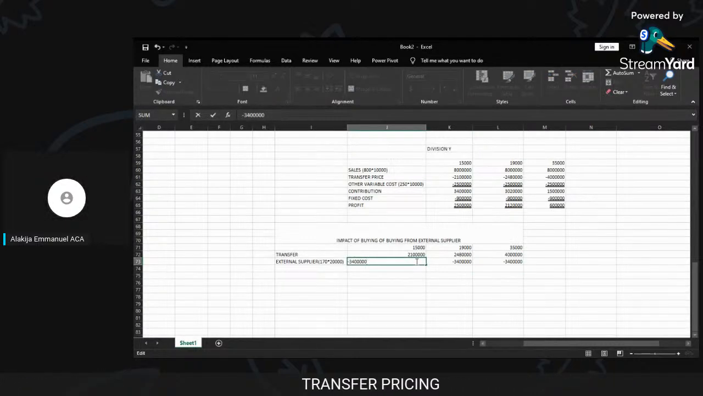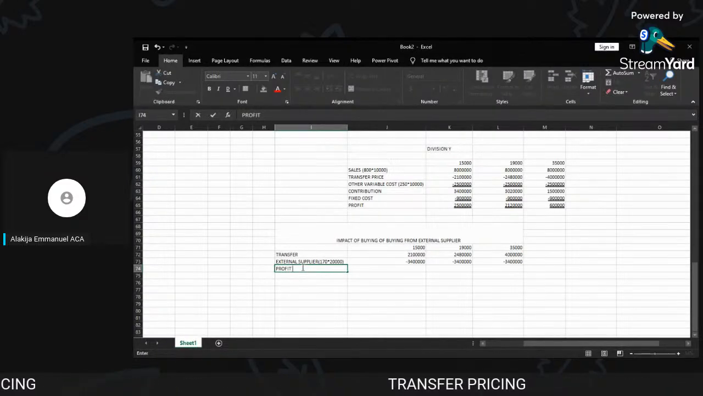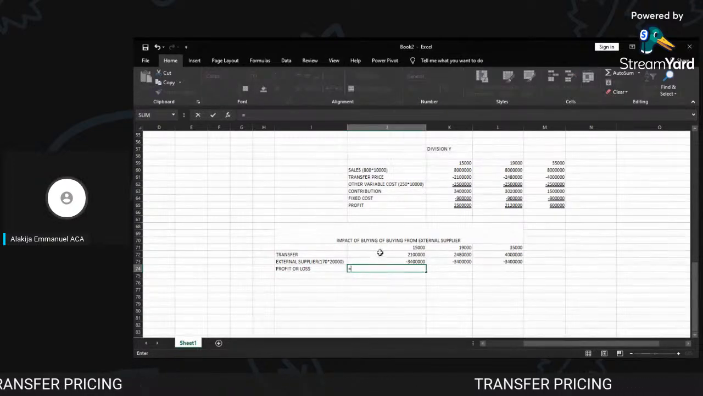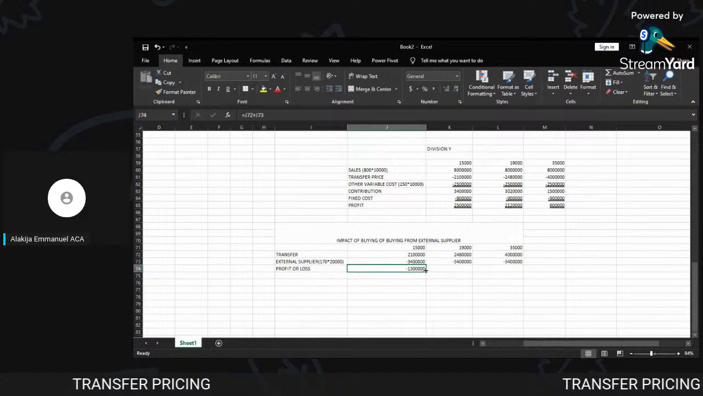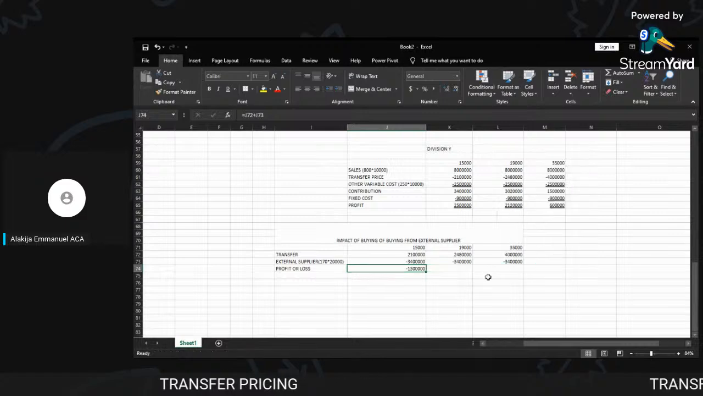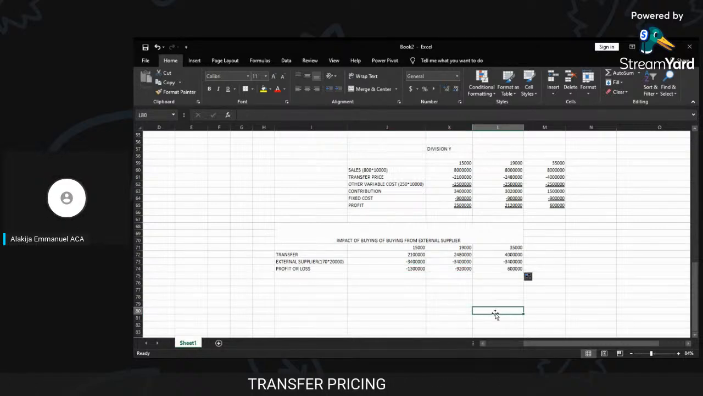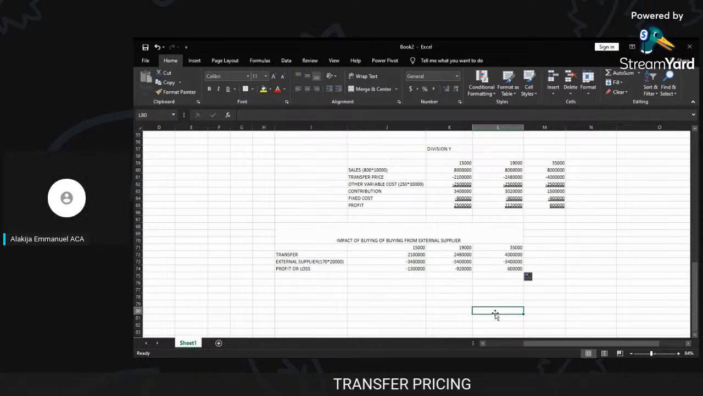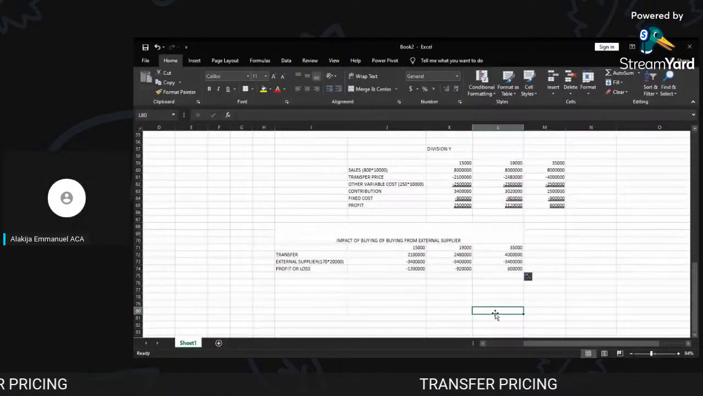So we are going to look at the impact. Looking at it here, the impact simply means that if we are buying outside, we are going to incur 1.3 more costs than when we are buying from external demand at 15,000.